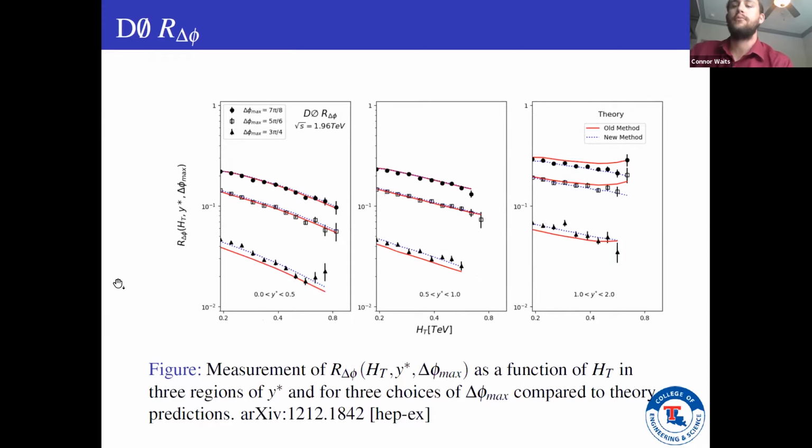Now we're moving to some D0 data, again for R delta phi. D0 was an experiment at the Fermilab Tevatron Collider, which is a smaller accelerator than the Large Hadron Collider. Actually, Louisiana Tech's physics department has 2 professors, Dr. Wobisch and Dr. Sawyer, who worked on the D0 collaboration and are now a part of the Atlas collaboration at CERN.